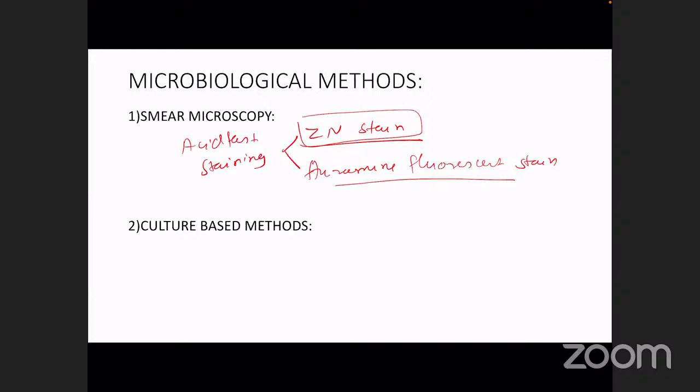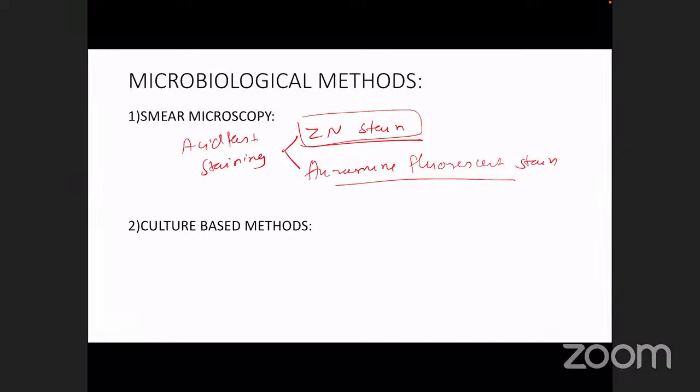Now coming on to the culture-based methods. See, I am currently discussing based on what is there in the guideline, what is available in the public sector. Obviously, there will be some methods which will be easily available in the private sector. So currently, I am discussing guidelines which are more so for the public sector.